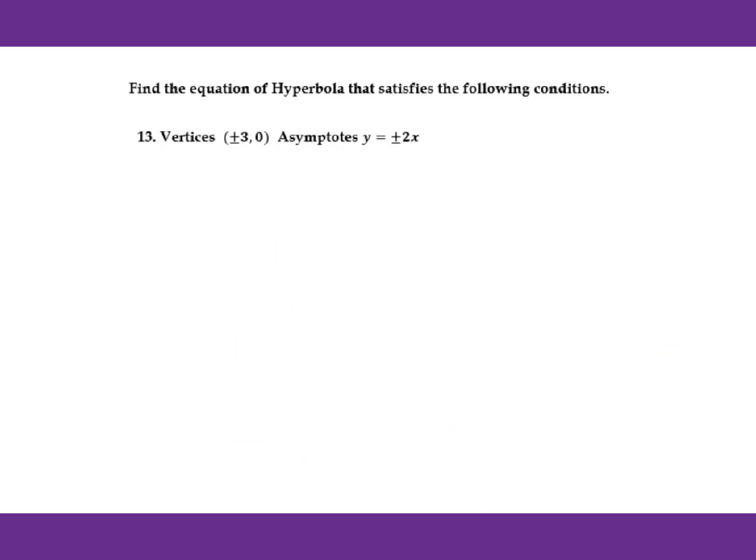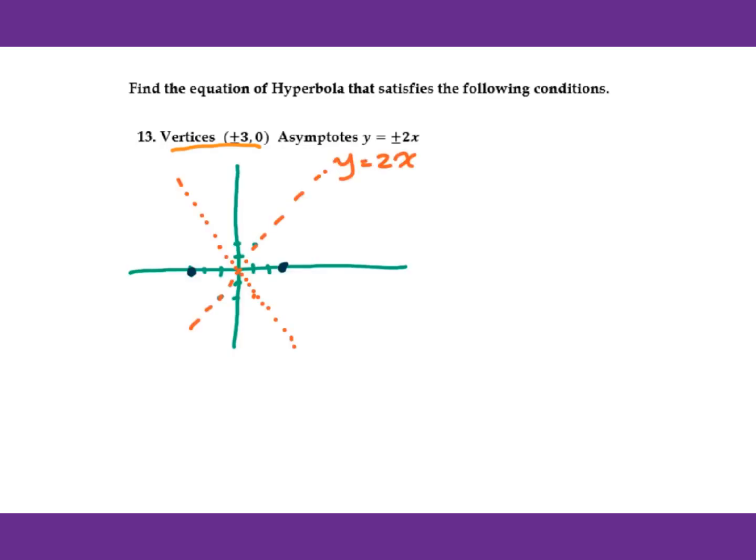For number 13, they give you vertices and give you asymptote line. On this coordinate plane, we got vertex that's 3, 0, and also negative 3, 0. We could say the HK will be 0, 0, because that's the midpoint of vertices. You could say the intersection of asymptote line is the center of hyperbola.